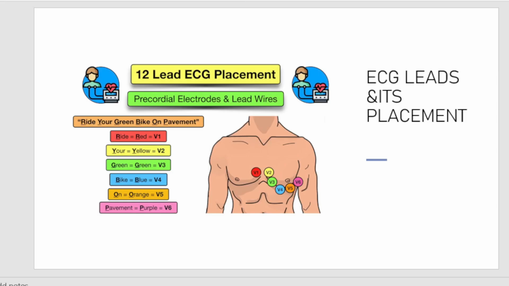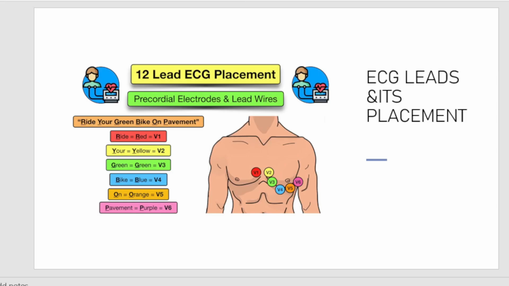And the augmented unipolar leads are AVR, AVL and AVF. AVR means augmented vector right, AVL augmented vector left, and F means foot. Then the precordial or chest leads record the electrical activity of the heart in the horizontal plane.